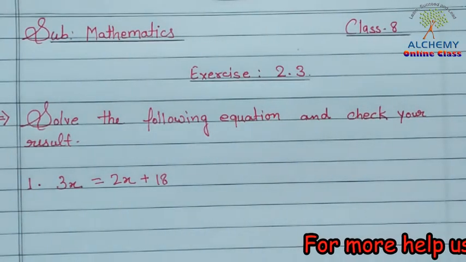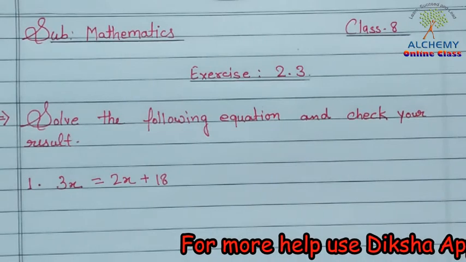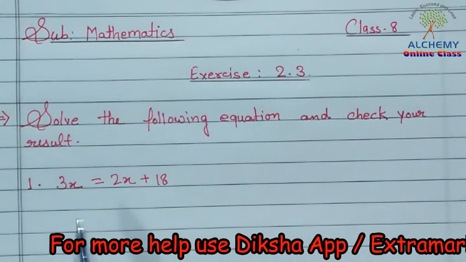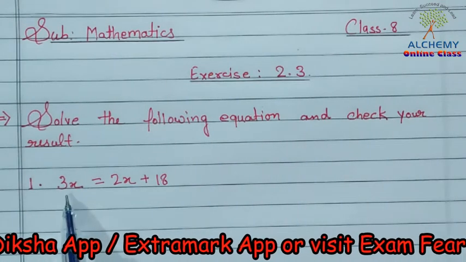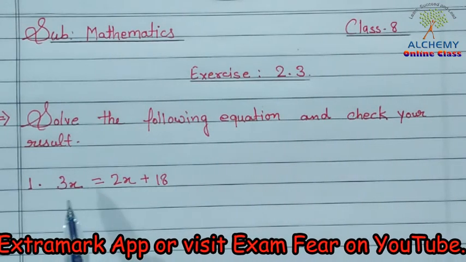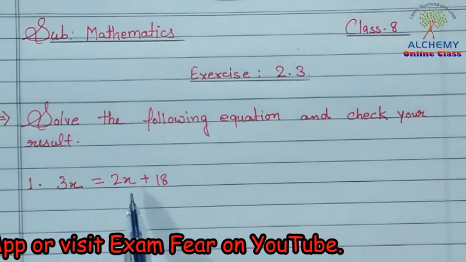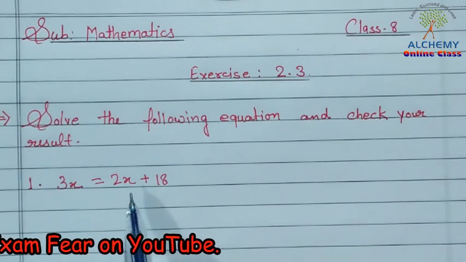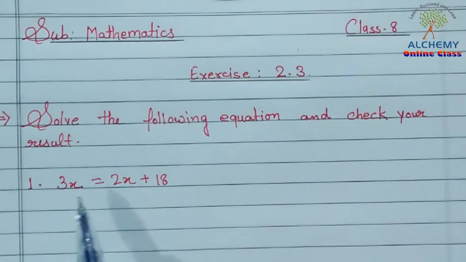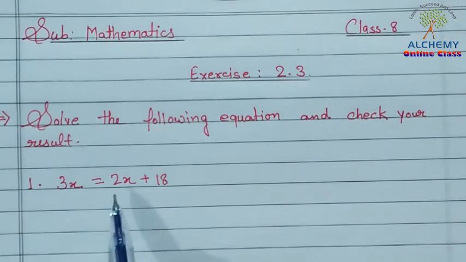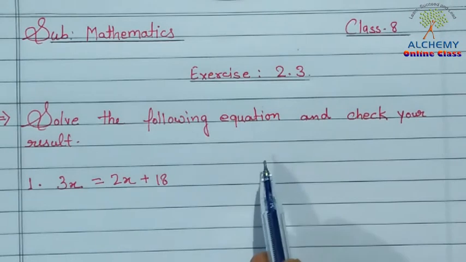Okay, so students, we can see here we have the variable on both the sides of is equal to. Here also we have the variable x, and on the other side also we have the variable x. So we can do one thing, we can take both the variables to the one side of the equation. Okay, we can take it to the left hand side or we can take it to the right hand side. So let's see how we can do it.